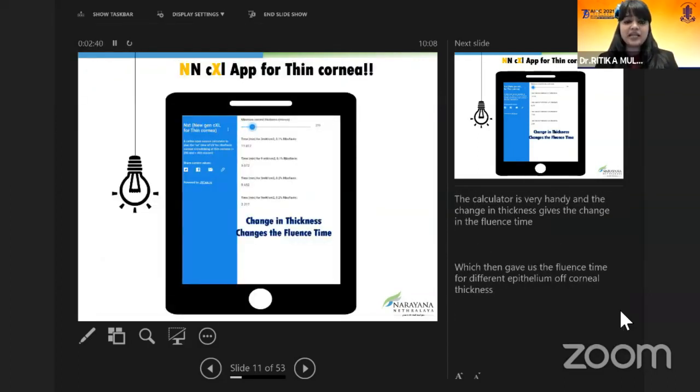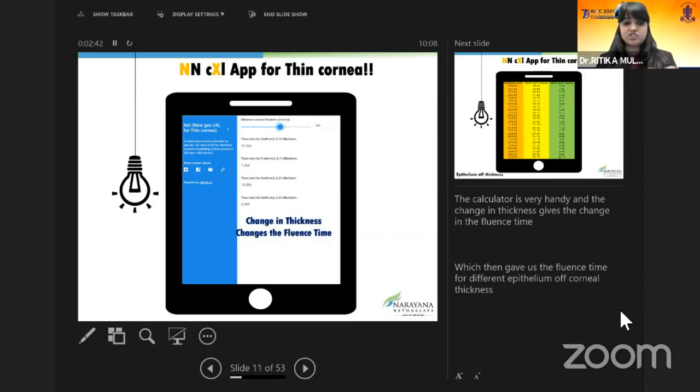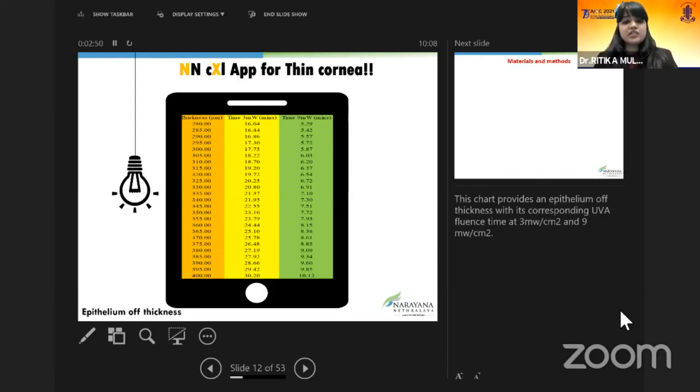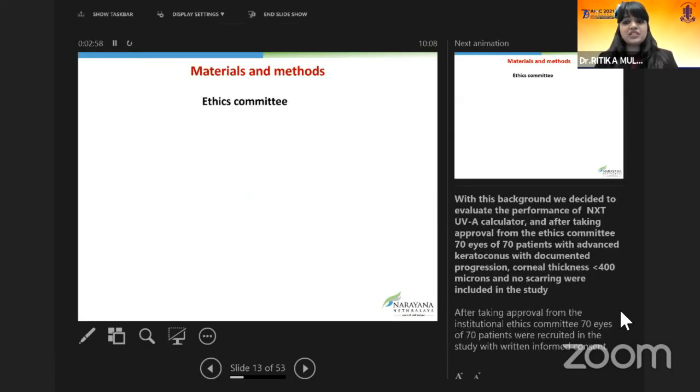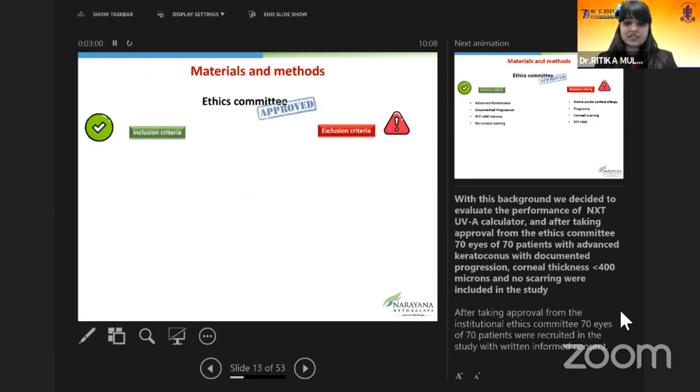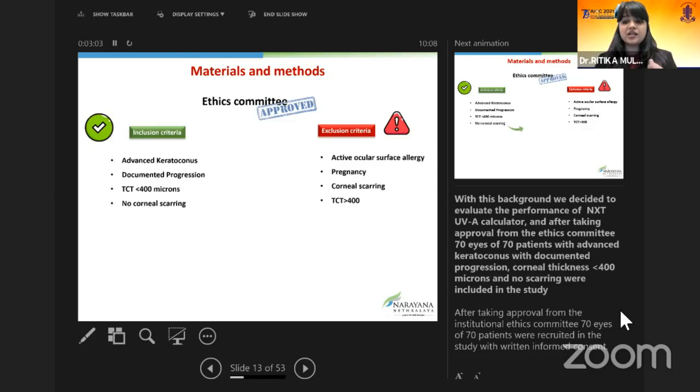This is how our calculator looks. As you change the thickness, it changes the fluence time, and it gives values for 0.1% and 0.2% riboflavin. This is what the chart looks like, which we've created, with epithelium-off thickness corresponding to the fluence time at 3 milliwatts and 9 milliwatts. With this background, we decided to seek ethics committee approval and started our study on the NXT UVA calculator.